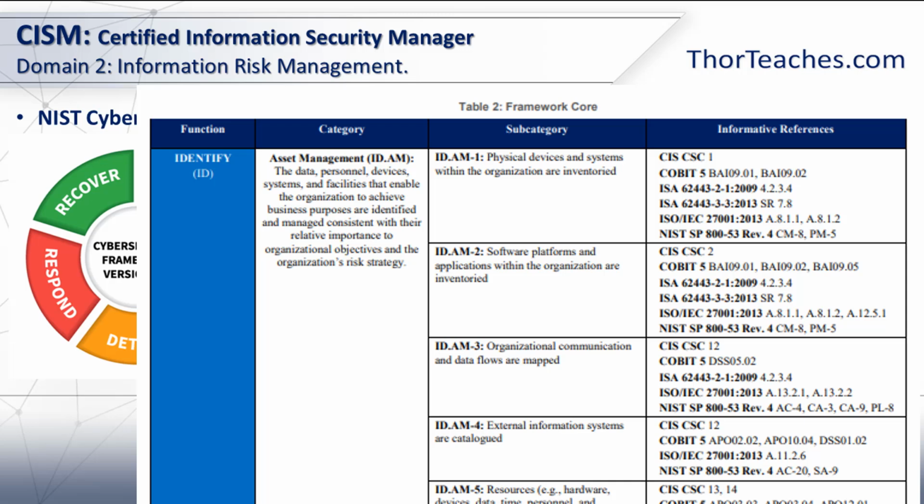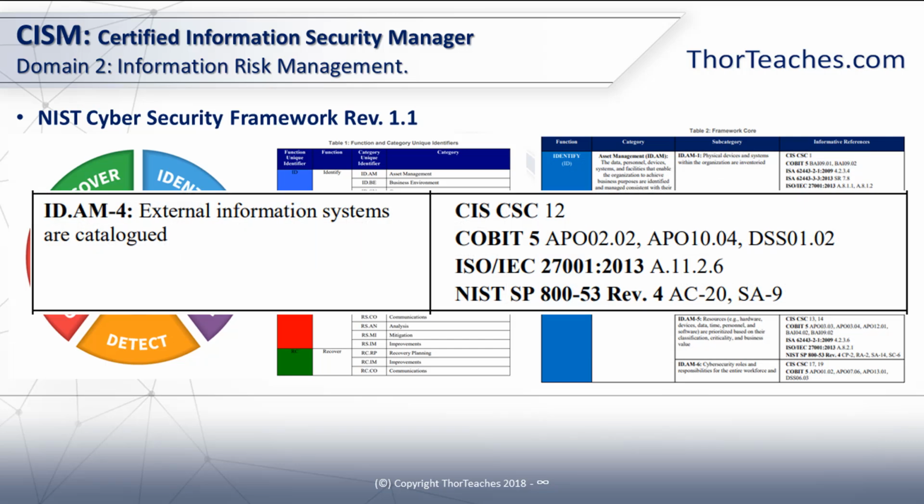So the cybersecurity framework is really that connecting link that ties all the other applications together. So if we looked at cloud computing, number 4, it has a specific reference to the other publications where they touch on that specific topic. So that could be CIS CSC 12, or COBIT 5, or ISO 27001, or NIST 800-53.